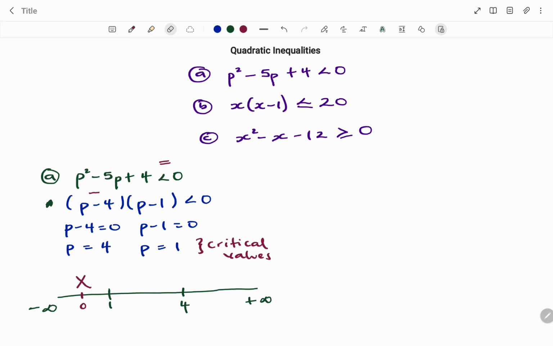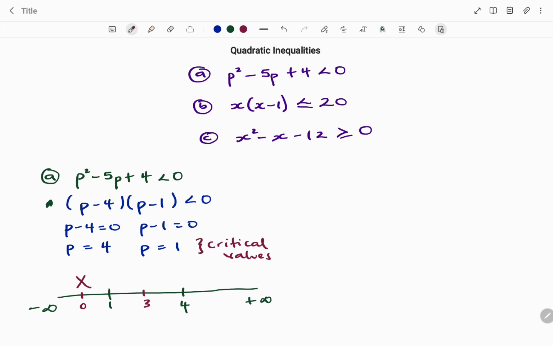Then the next step is to test numbers between 1 and 4. I'm not going to test 1 and 4 because my inequality sign says less than. There's no equality sign, so I'm not testing points 1 and 4. The next step is to test a point between 1 and 4. Let's say I'm testing 3, which is a number between 1 and 4.